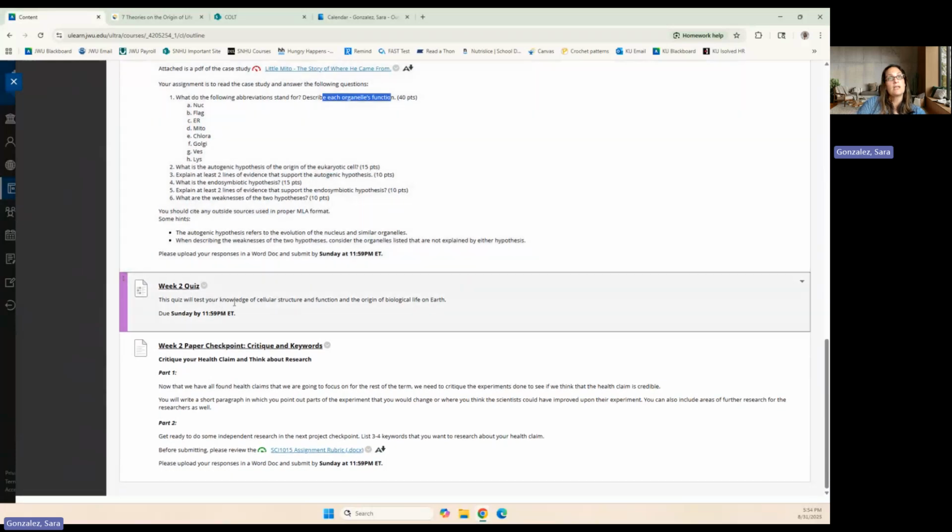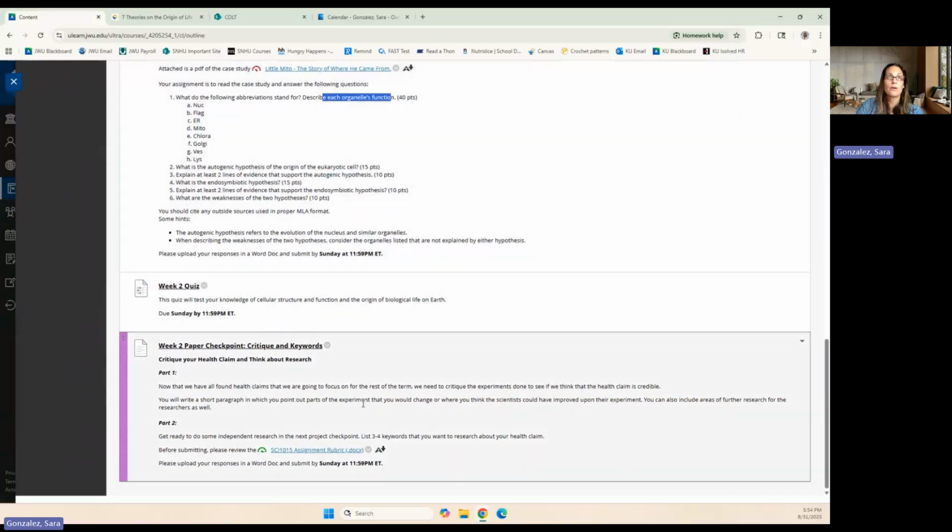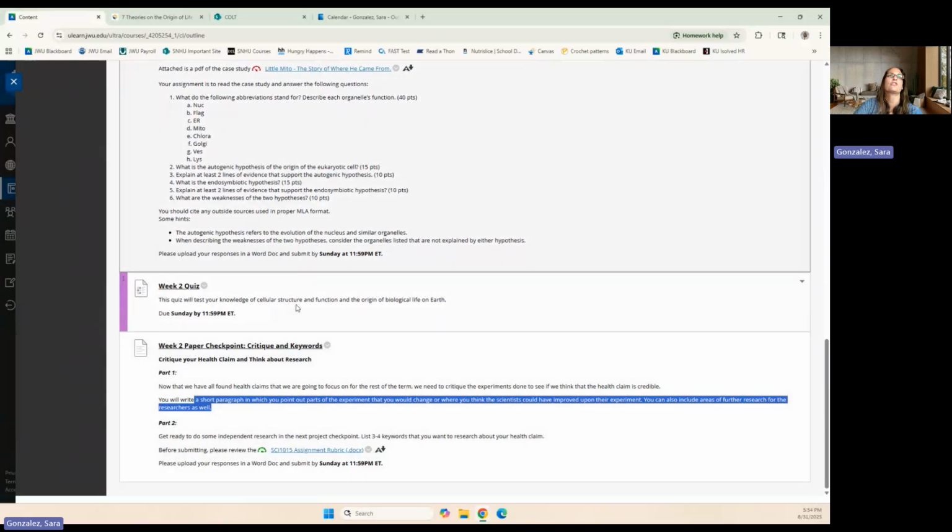Your week 2 quiz is due Sunday, and then you have a week 2 paper checkpoint. So last week we looked at your topic. So now you're going to do some independent research. So you're just going to write a short paragraph right here and point out which of the experiments you would change, why, and where you think scientists could have improved upon if you were doing the experiment. Include any areas of further research as well, and then looking ahead to check the second half of the checkpoint as well too.